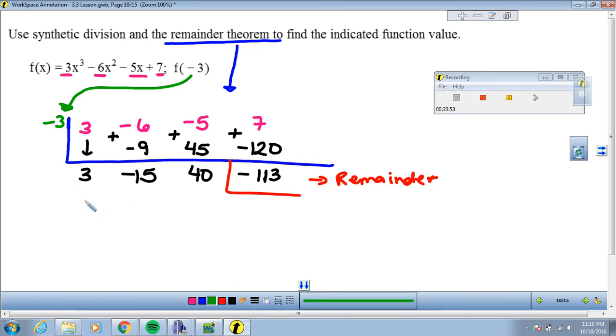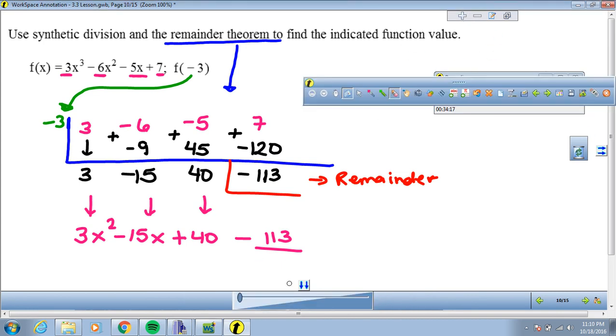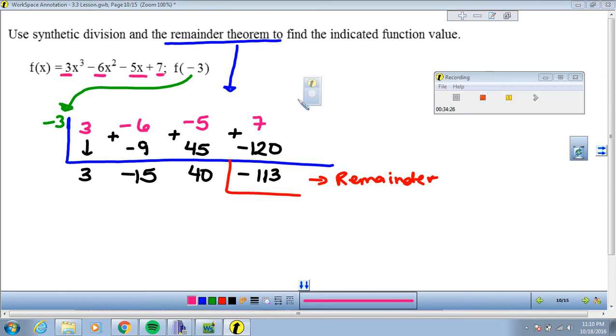So we write down the answer, which is going to look like 3x to the one exponent less than the original polynomial, to the second, minus 15x plus 40, minus 113 divided by, sorry, I was writing the answer down. We don't need that, that's what we were doing, right? Writing the answer. I was thinking it was just doing the synthetic division of the other one. So we have already figured the answer by doing synthetic division. We have found the indicated function value.